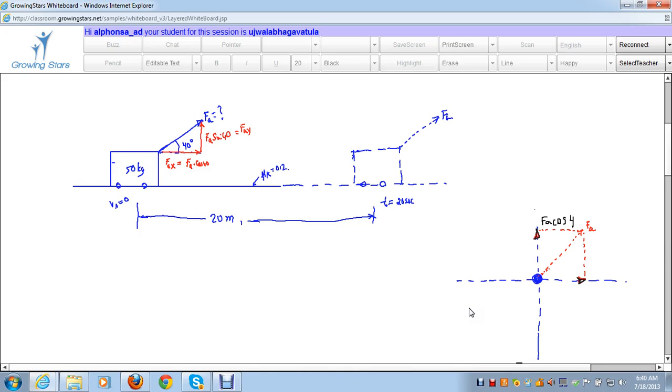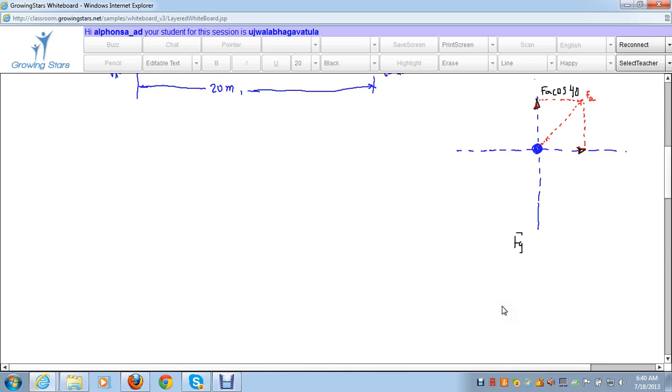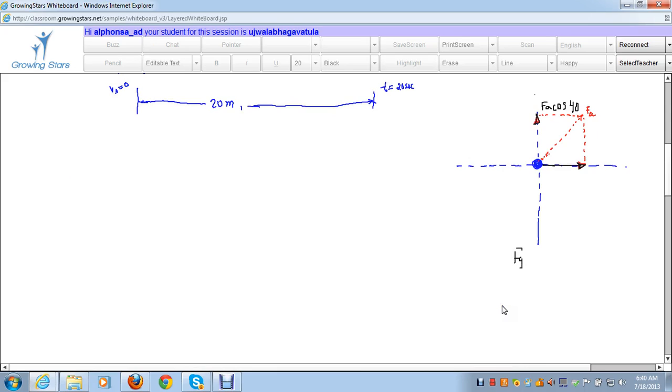Which is FA cosine? No, that's not FA cosine. FA cosine we have right here. These are the components. Do you see that? Yeah, the x value. So you write here, okay, FA cos 40 near the arrow, okay. And what will be the vertical component? FA sine. Yeah, you can write there. That's this component, okay.